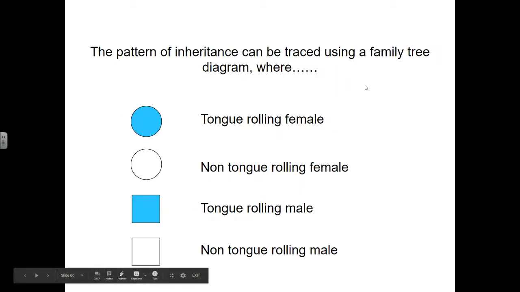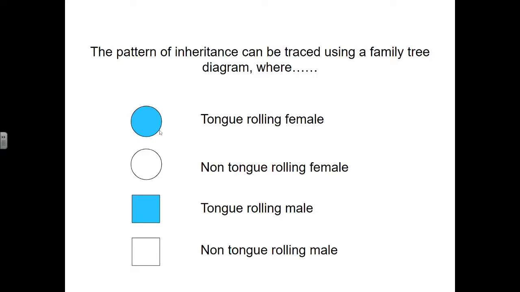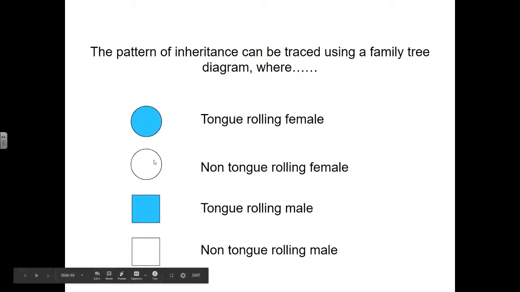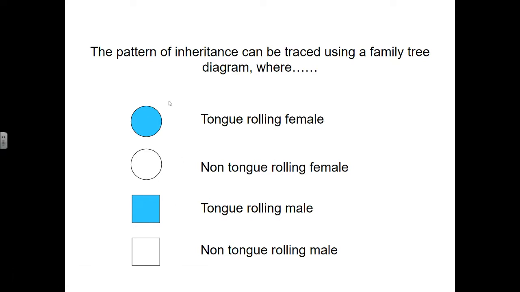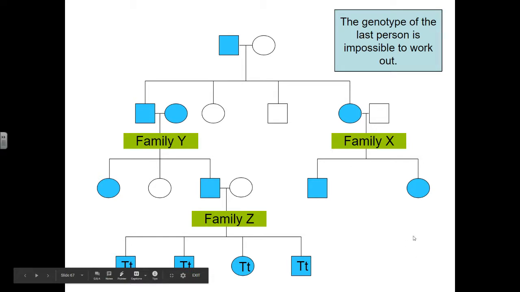We've colored in some circles here to involve the sex of the individual. It doesn't really matter for what's called autosomal characteristics like these, but we'll still involve it. So the blue color will be tongue rolling and the white color will be not tongue rolling. Circles will be females, squares will be males. So in this one here, you can actually guess your way through a lot of these genotypes.